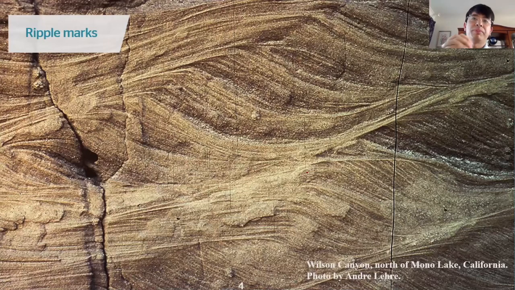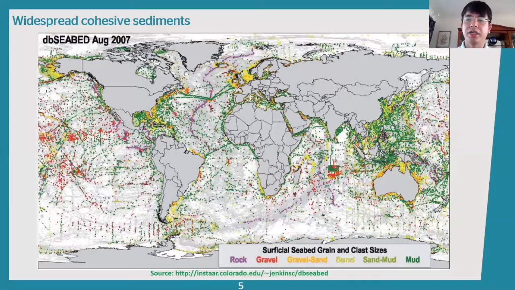Apart from that, ripples can be preserved in the rocks, as shown in these beautiful photos taken by Andre. Researchers can use the inverse relationship between the ripples and the hydrodynamic conditions to reconstruct the paleo-environment based on the ripple marks.